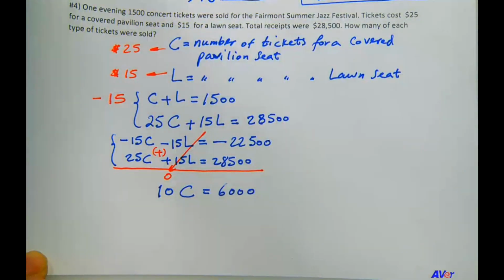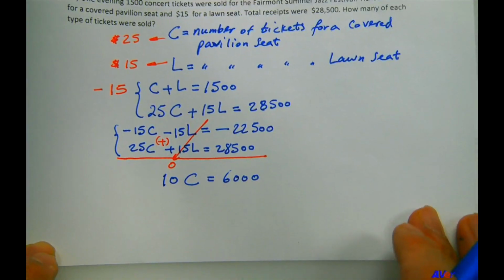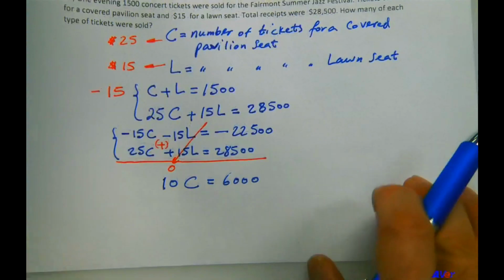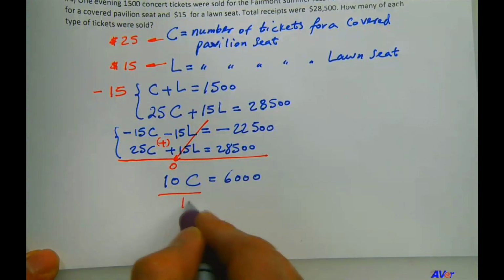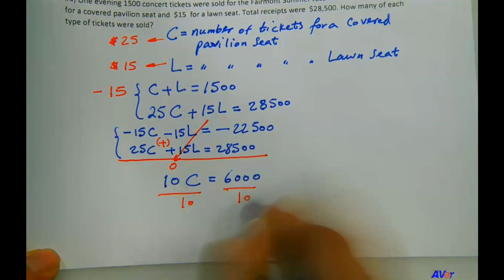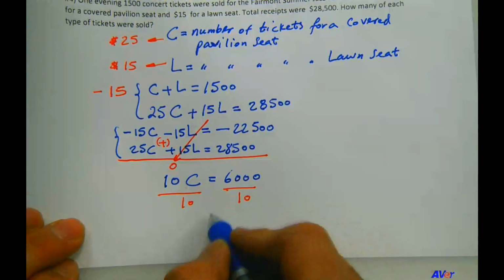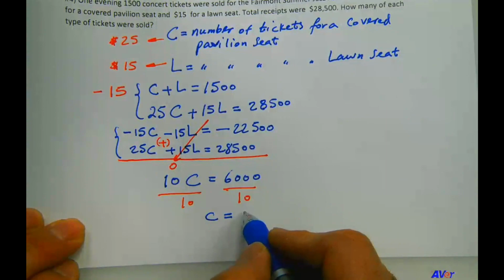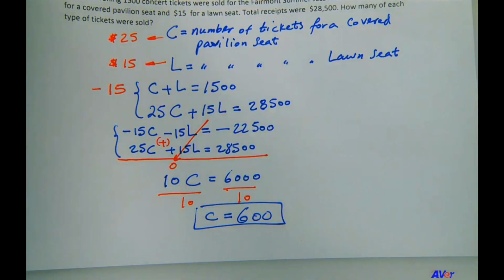Right? 6,000. So now we're solving for C, which means we need to isolate C. Is C isolated? No, it's got a 10 next to it. We need to get rid of that 10. How? Divide both sides by 10. Okay? So we end up with C being 600. So 600 covered pavilion seats were sold that night.